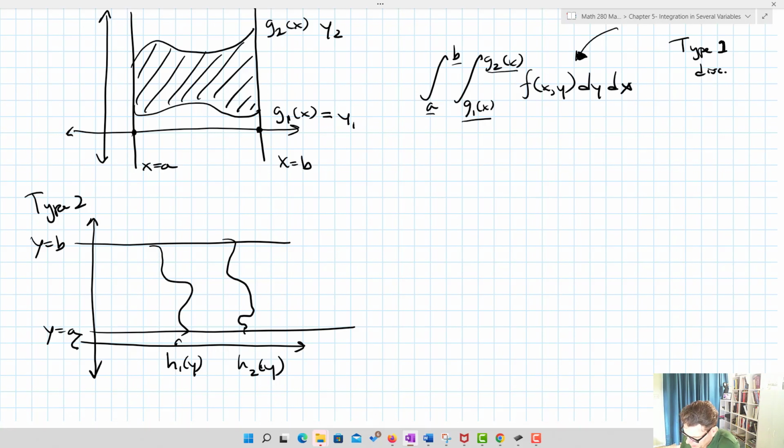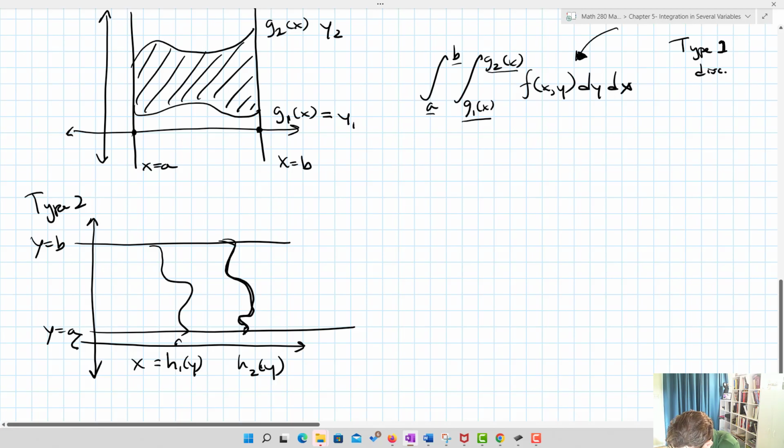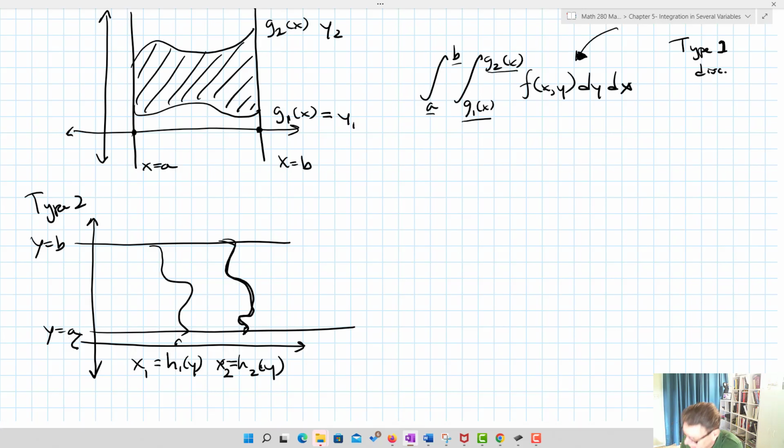So in this case, we're going to integrate with respect to x first, because these are going to be x1 equals h1 of y and x2 equals h2 of y. And then we'll integrate from a to b, but in terms of y. So when we set up our integral, we're going to go again from a to b, but now we're going to have h1 of y, h2 of y. We'll still have f of xy, that's our function, and then this will be dx dy.